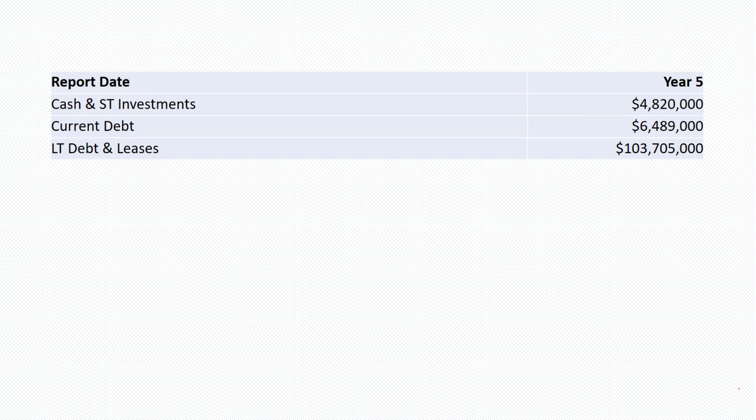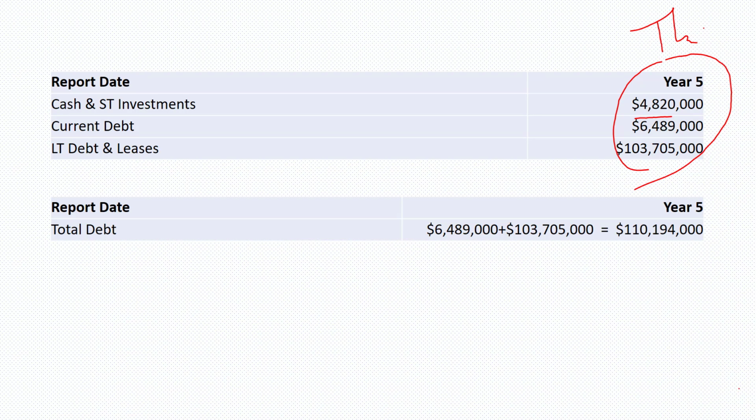I have copied this information for year 5, and the numbers given in the company's financial statement are in thousands. Therefore, the cash and short-term investment in year 5 is 4.82 billion. Current debt is 6.489 billion, and long-term debt and leases is 103.705 billion. Now you can compute total debt as the sum of current debt and long-term debt and leases.